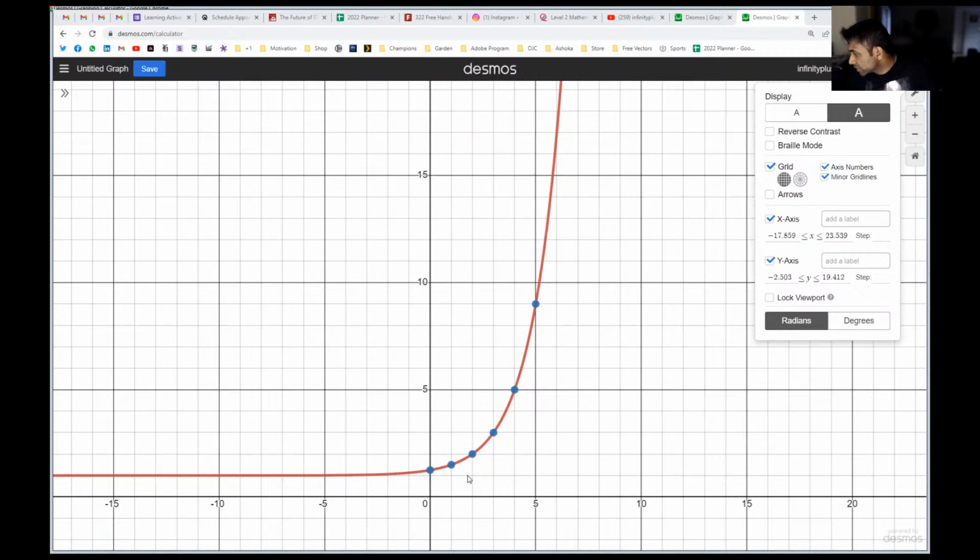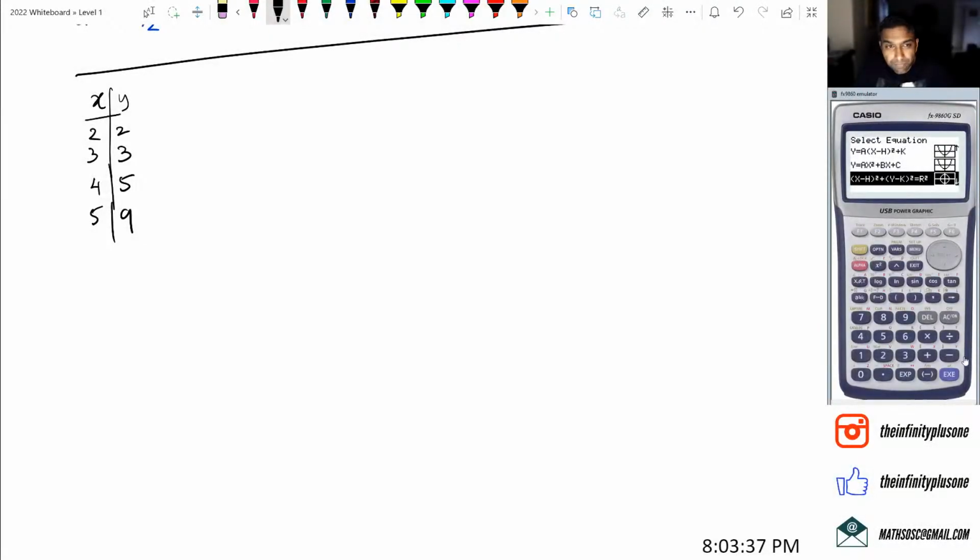Alright, let's go through this question here. I'm going to grab my X and Y points. I've got 2, 2, and I've got 3, 3, and I've got 4, 5, and then I've got 5, 9. Okay, so let's go back to the main space.